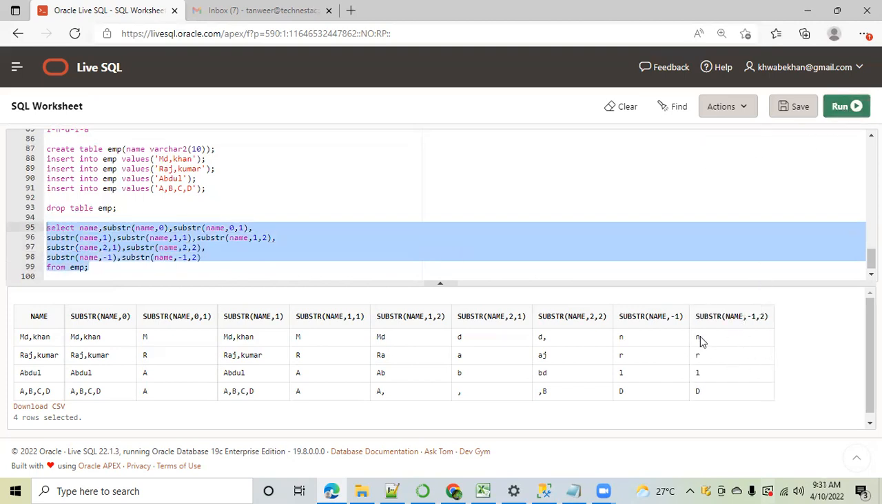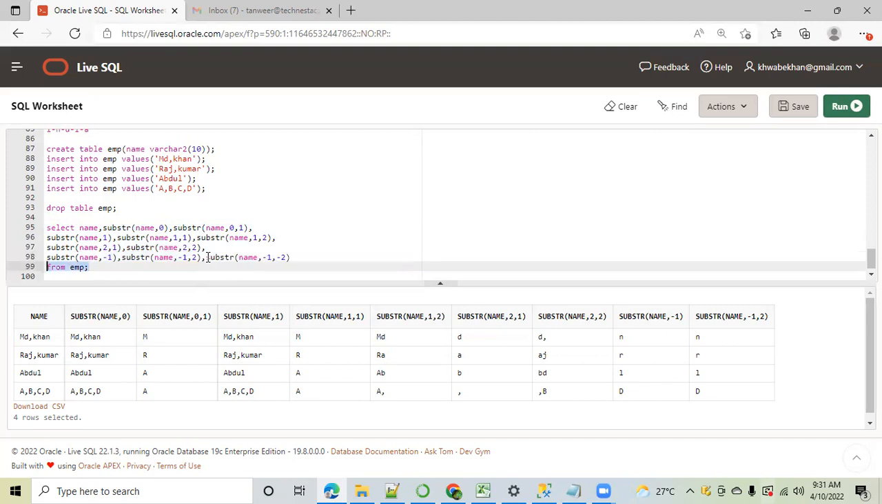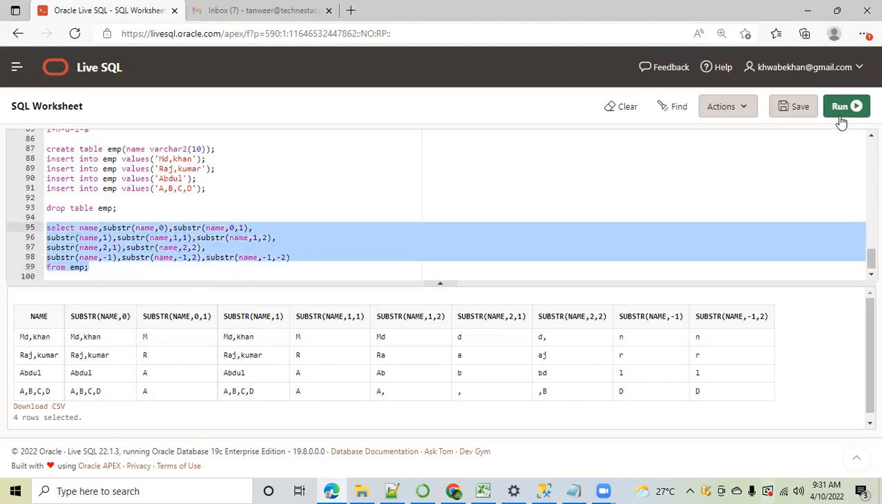Why is this coming as still N? It should go 2 places, no? You should get N and A here. But why is that not coming? No idea? That means the first position is the end one. So after that, we don't have any characters. That's why it gave only N.